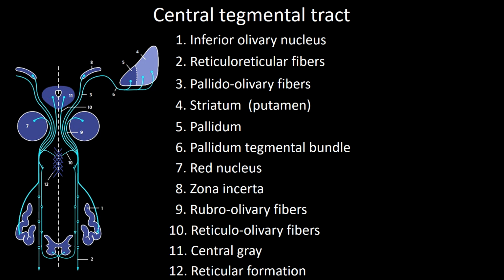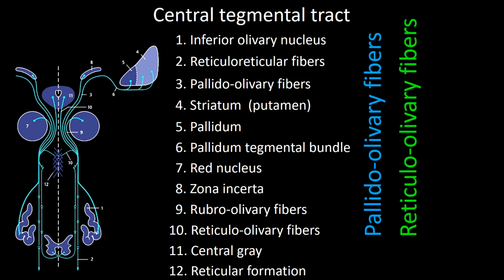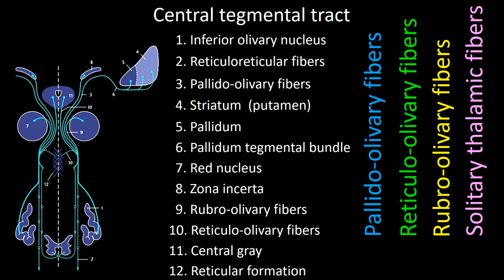The central tegmental tract is made of 4 groups of fibers. 3 of them are part of the extrapyramidal motor system. They are the pallido-olivary fibers, the reticulo-olivary fibers, and the rubro-olivary fibers. The 4th group of fibers constituting the central tegmental tract do not belong to the extrapyramidal system. These fibers are the solitary thalamic fibers, and they carry taste signals. We will first talk about the pallido-olivary fibers.